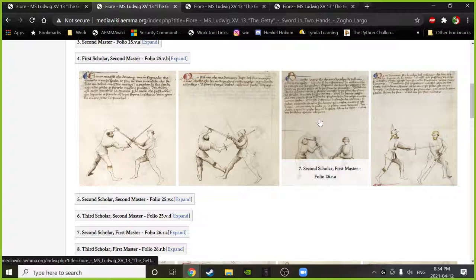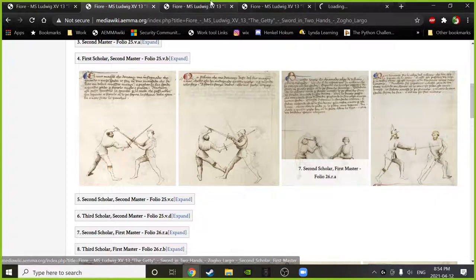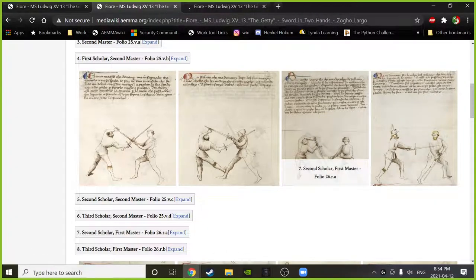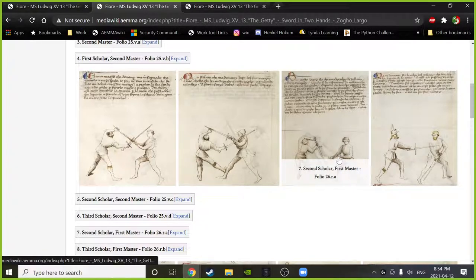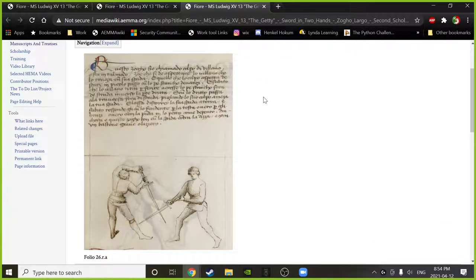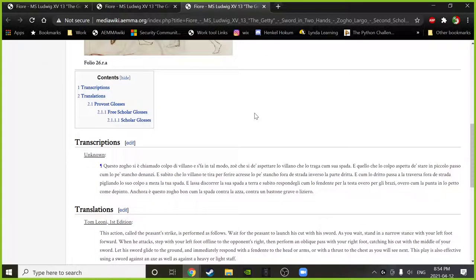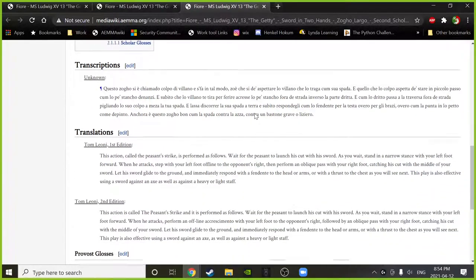Okay. Next one. The second scholar here. 26R. In case I missed the folios there, the first blade grab was 25VC, and the second was 25VD. So now we're on to 26RA and RB, which is the peasant strike. Here we go, peasant strike. Who is next? Alex, would you like to read the text for this one?